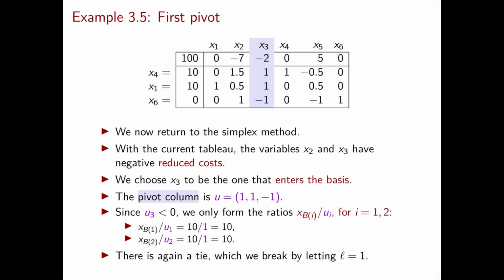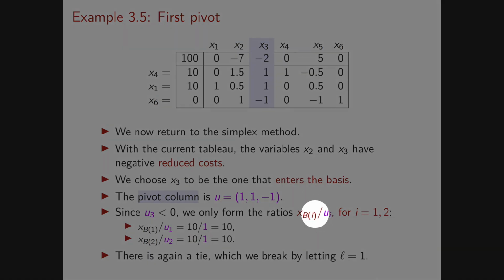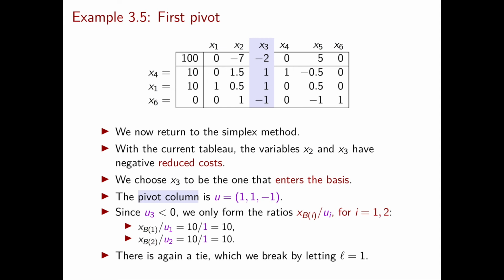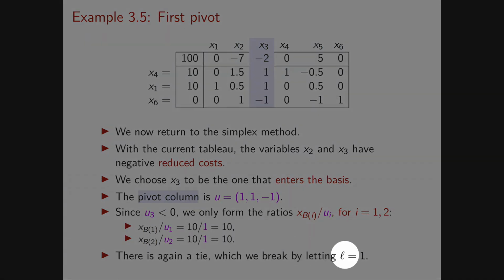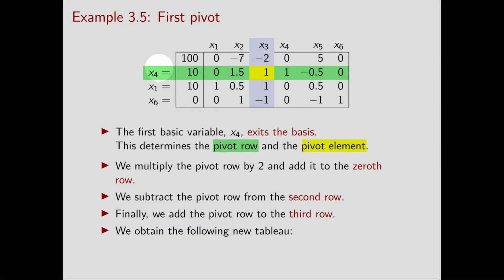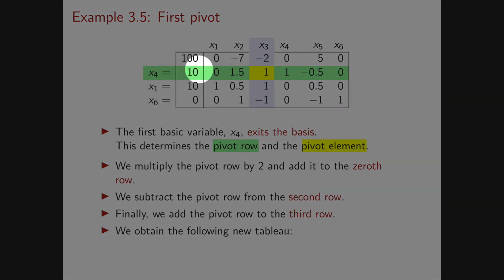We now have to look at the ratios xBi over ui, and we only have to do it for i equal to 1 and 2 since u3 is negative. The ratios are 10 divided by 1 and 10 divided by 1. So they are both 10, and our pivoting rule will tell us which variable exits the basis among these two. Being your pivoting rule, I tell you that we should let l equal to 1 so that xB1 leaves the basis. So x4 leaves the basis, and this determines the pivot row and also the pivot element.